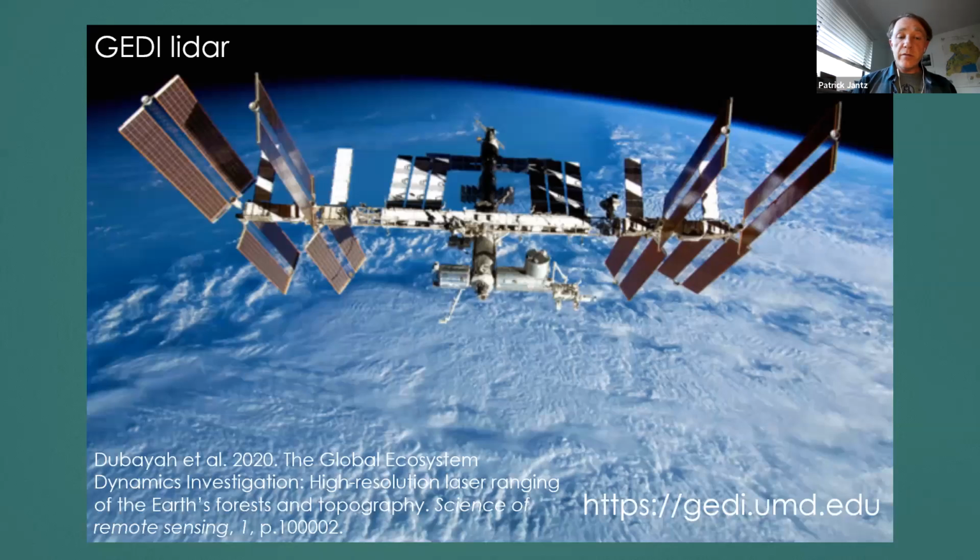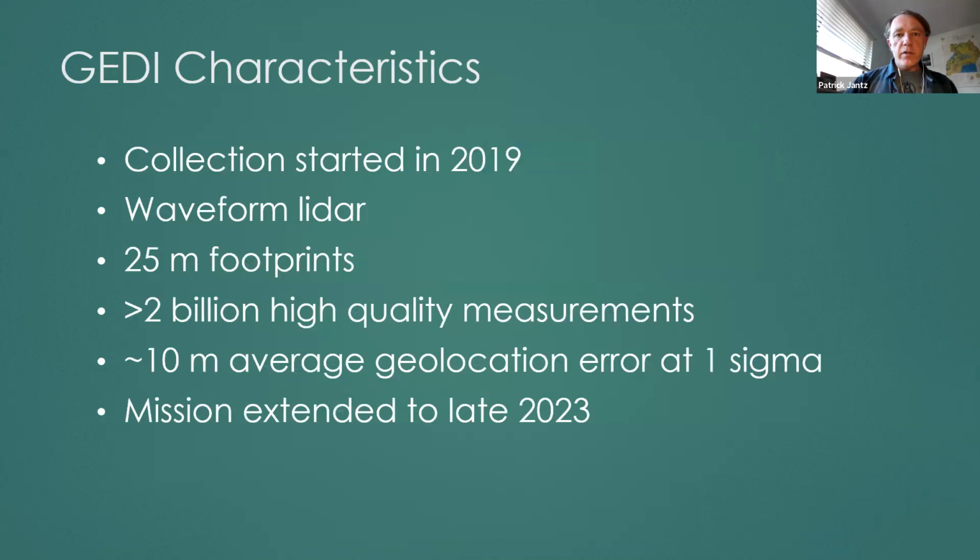And there's even more interest now with the development of the GEDI lidar. This is the Global Ecosystem Dynamics Investigation, and we work a lot with the GEDI team in our lab. There's a recent paper out on it, and you can check it out at gedi.umd.edu. Essentially, it's the first vegetation-specific LiDAR that we've been able to get from space.